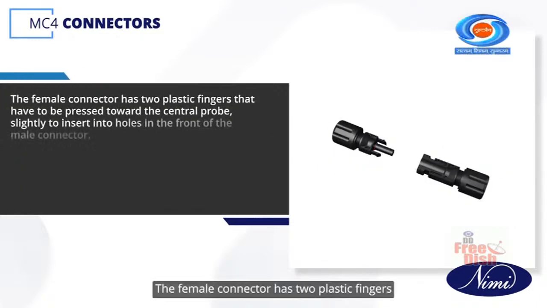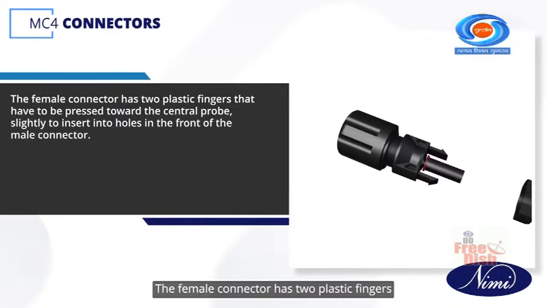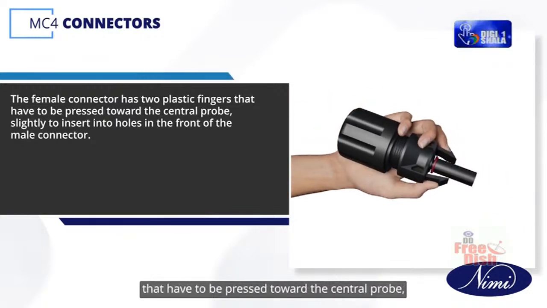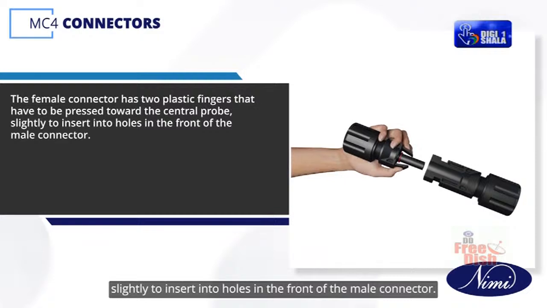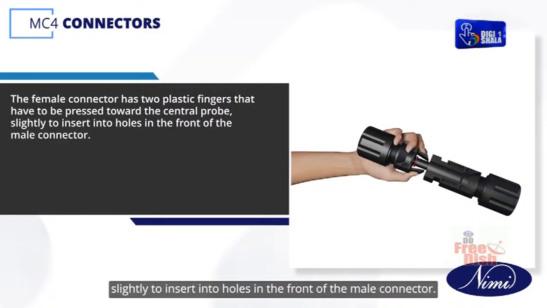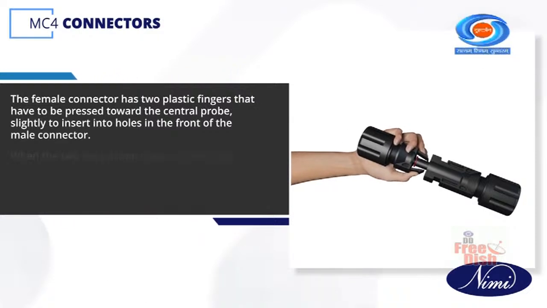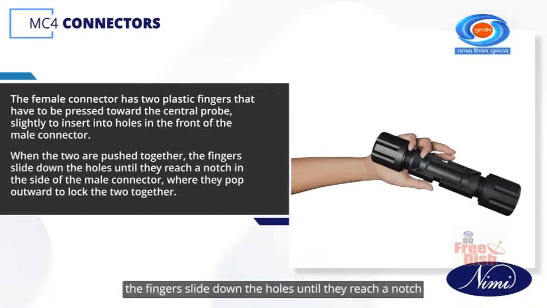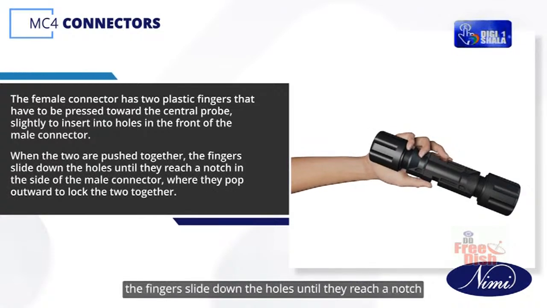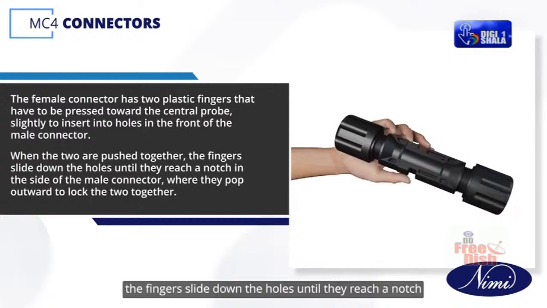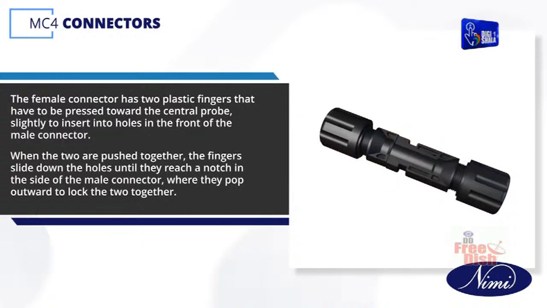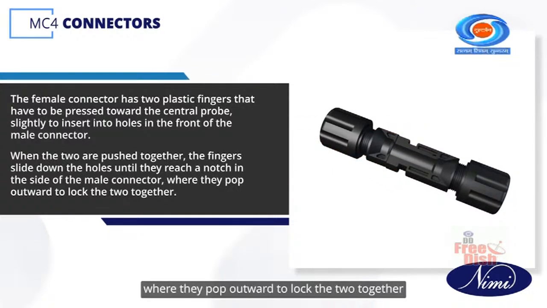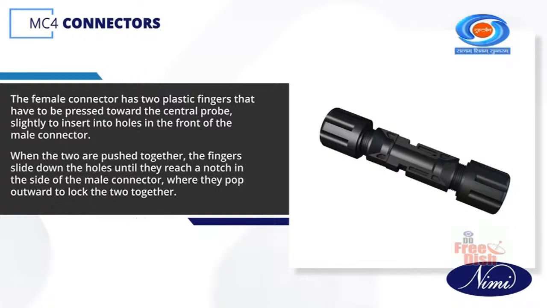The female connector has 2 plastic fingers that have to be pressed toward the central probe slightly to insert into holes in the front of the male connector. When the two are pushed together, the fingers slide down the holes until they reach a notch in the side of the male connector, where they pop outward to lock the two together.